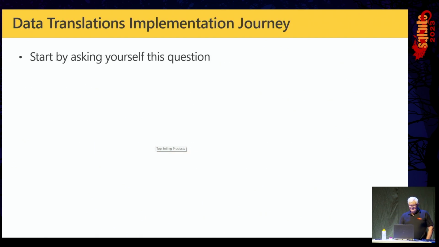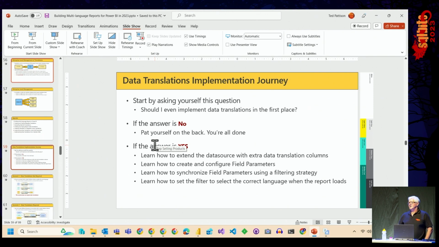Now, in closing, I told you I wasn't going to be able to get to the data translations. But the idea of data translations, just to give you a 1-minute overview, is we use these things called field parameters. And a field parameter is a filterable set of measures or columns. And so the approach is, in the underlying database, you don't just have a product name, but you have product name English, product name French, product name Spanish, and then you create a field parameter that has each of these in there. And so then you're able to filter the field parameter.